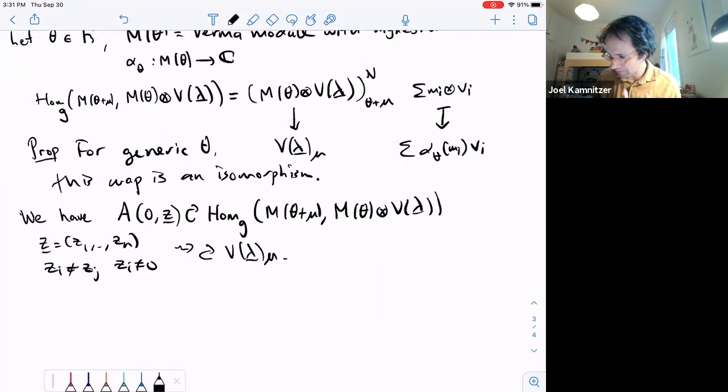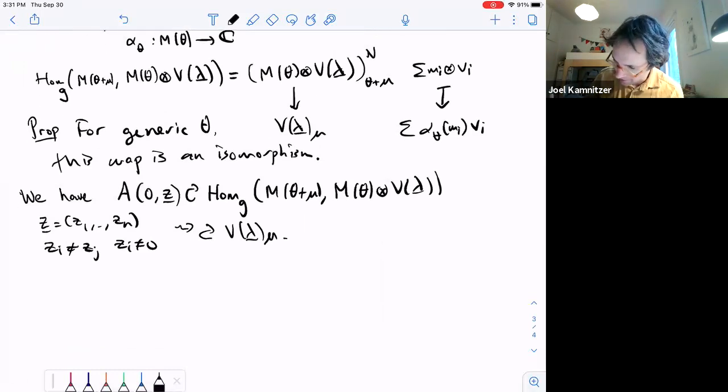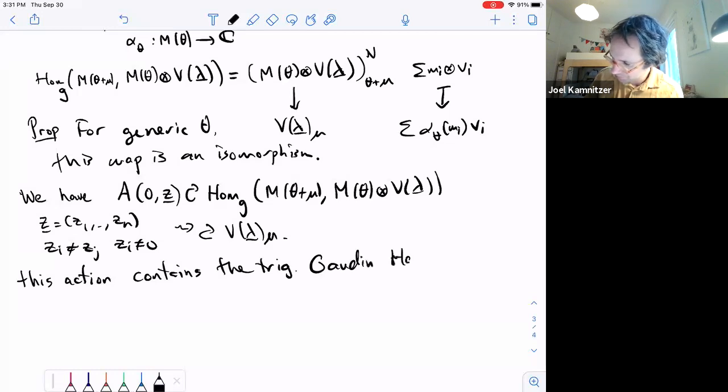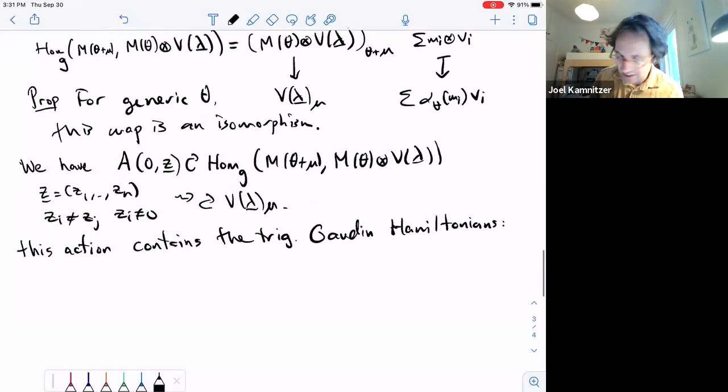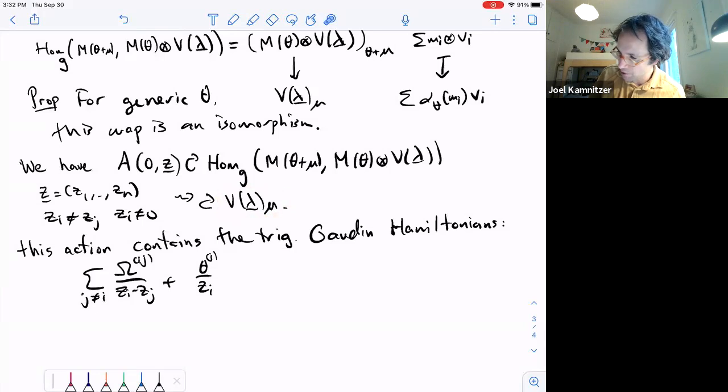And how does this action look? Well, one thing you can say about the regular Gaudin algebra is that it contains these Gaudin Hamiltonians, and this algebra contains some trigonometric Gaudin Hamiltonians, which I think are roughly as follows. So it looks a little like our old friends. So again, we have one for each i. And then we have another term, which looks something as follows. So it depends on theta. So I'm writing the action on this space here. On this space here, there's no theta anymore, right? Theta disappeared after we did the map, but the resulting operators in this space will depend on theta. And then I think it looks like this.